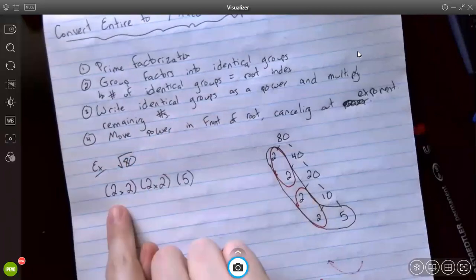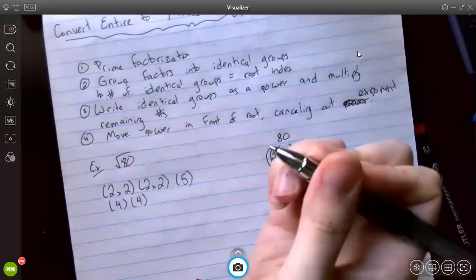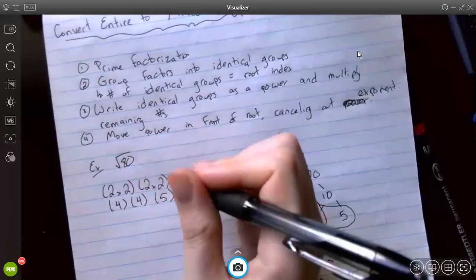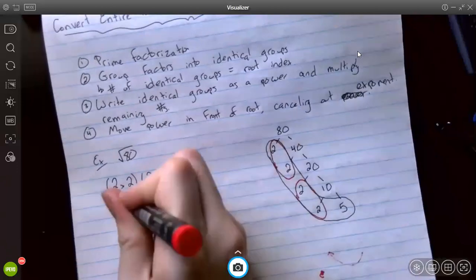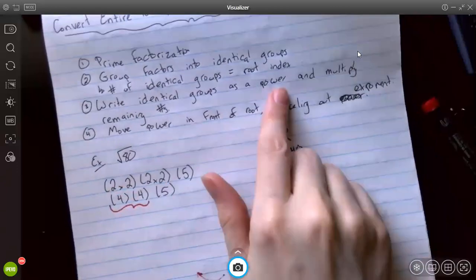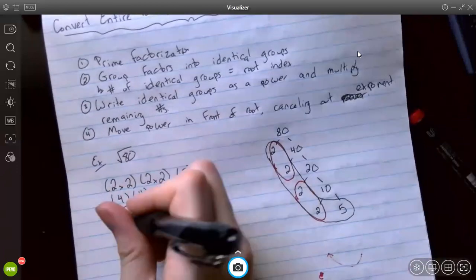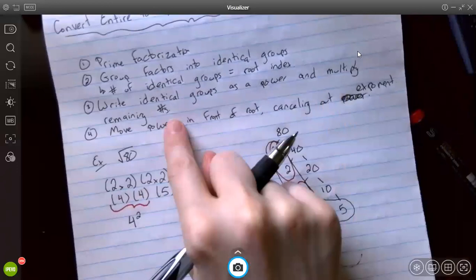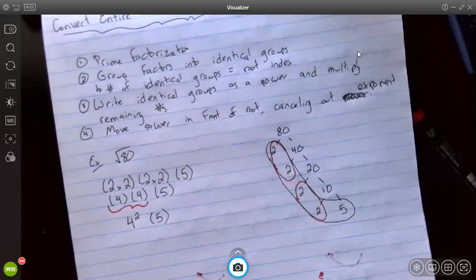I'm now going to solve what these are. So 4 and 4, and my leftover 5. And then because these are my 2 identical groups, they're going to be written as a power. That's step 3 here. Write the identical groups as a power. So I'm going to write that as 4 squared. It then says multiply the remaining numbers, but because I only have one remaining number, I don't have anything to multiply it by. So it just gets left like that.